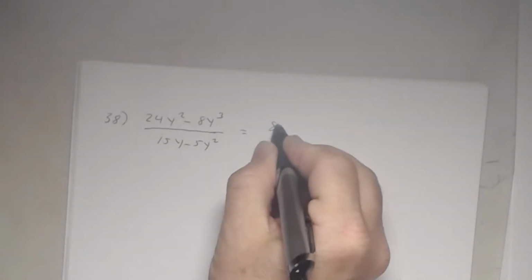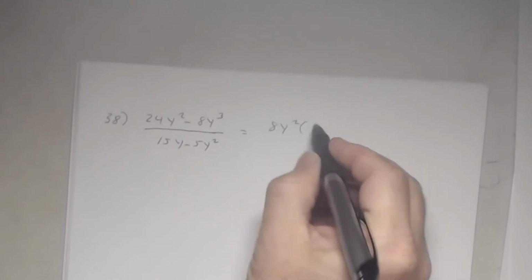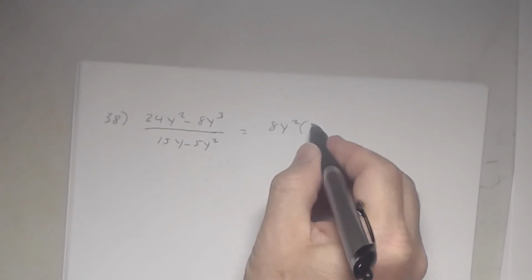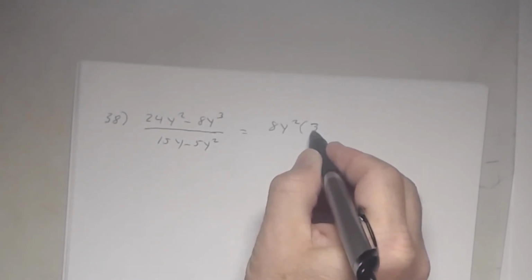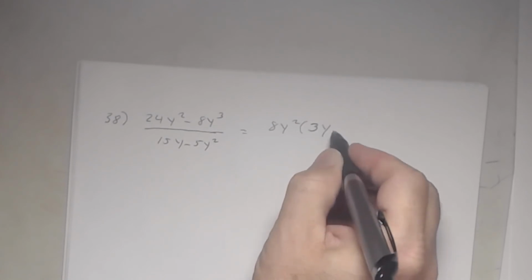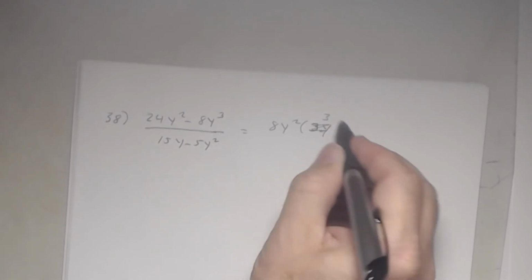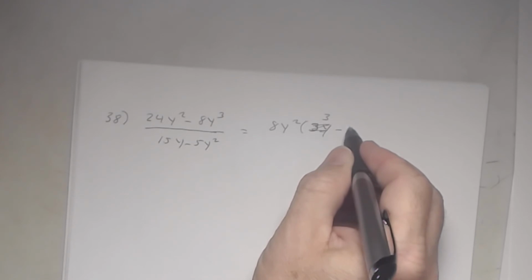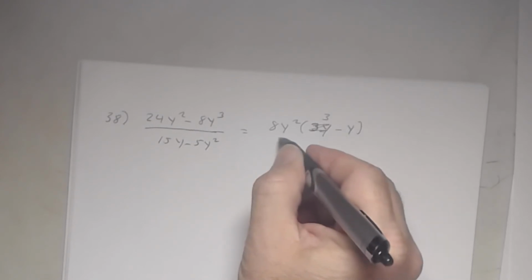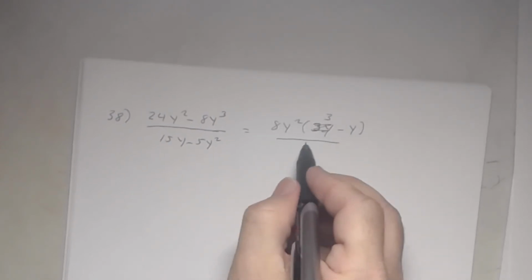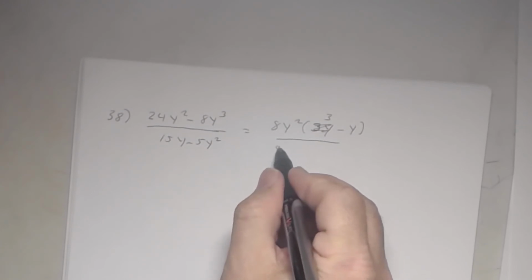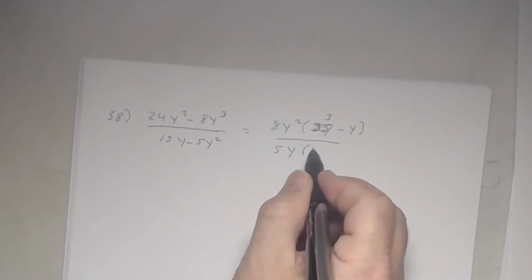Well, the first one, the GCF would be 8y squared, times? 3 minus y. The denominator, what can I do? Take out the 5y. And you're left with 3 minus y.